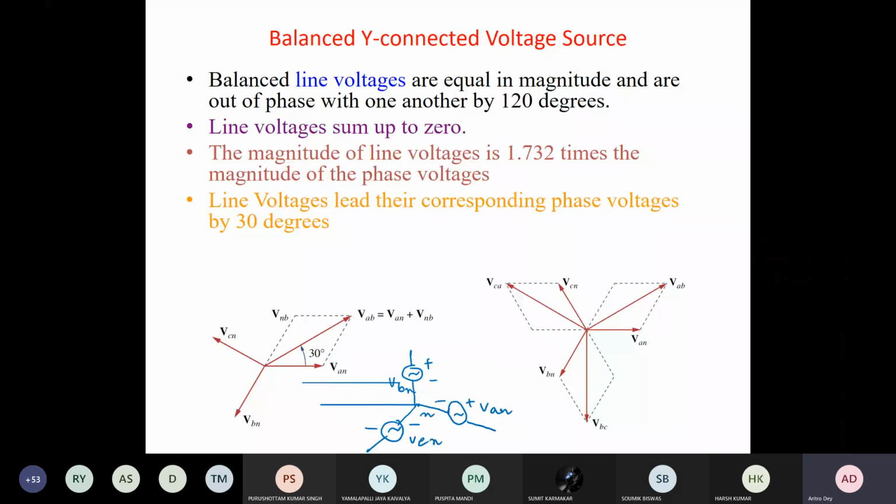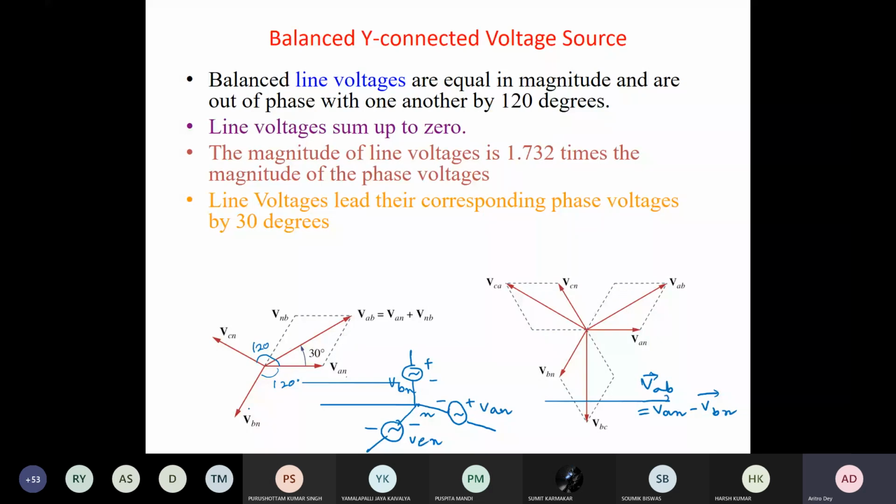Now if you want to find VAB, you can write it as VAN minus VBN, isn't it? Then what will happen if you find the phasor sum? This is your phasor diagram, VAN, VCN, VBN, each 120 degrees apart. Whenever you take the minus of VBN, these are phasor quantities, so you should take the phasor sum of these two.